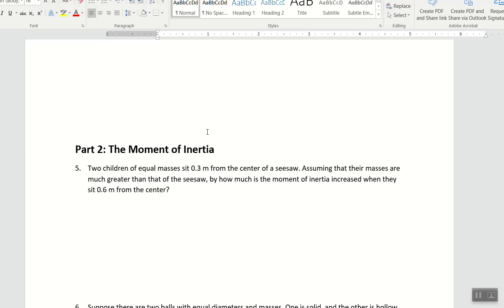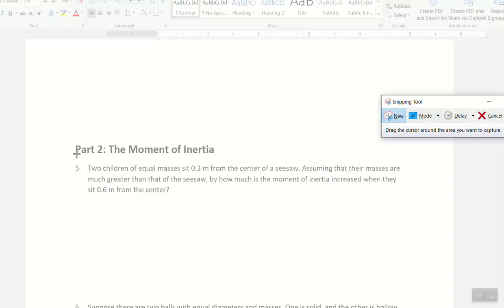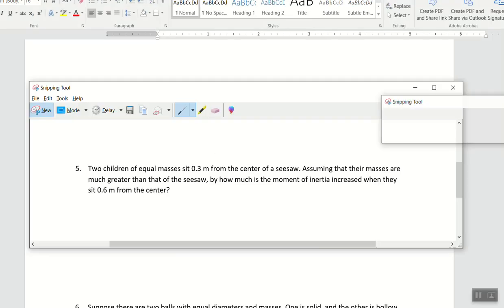Fantastic. Excellent. Okay, so here we are. We're going to do a moment of inertia problem, and we'll start with number 5. We have 2 kids, equal masses, sitting on a seesaw. Their masses are way greater than the seesaw. So what I mean by that is we are working with a massless seesaw. It's negligible. We don't even worry about the mass of the seesaw. That makes the problem easier.